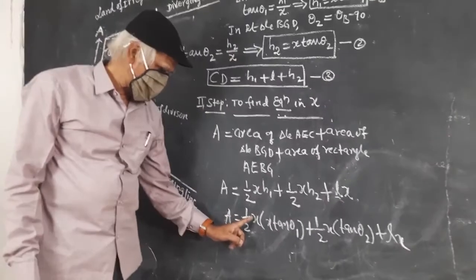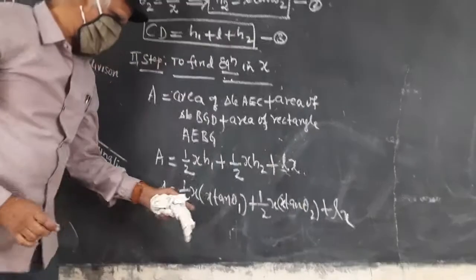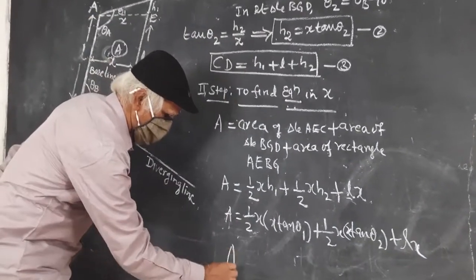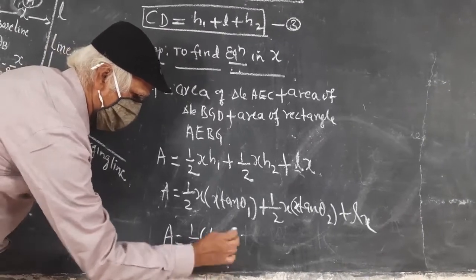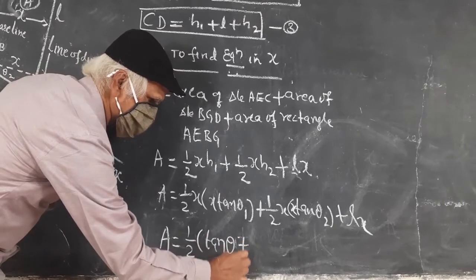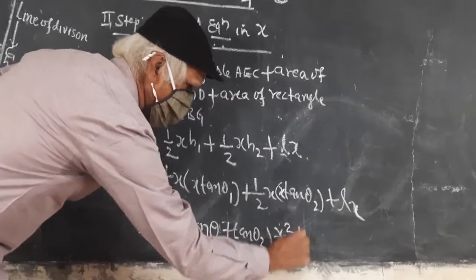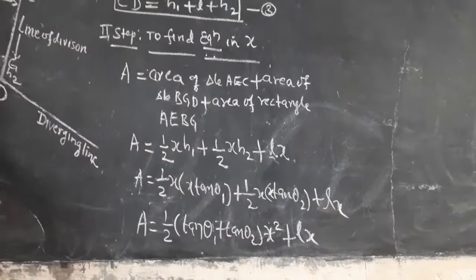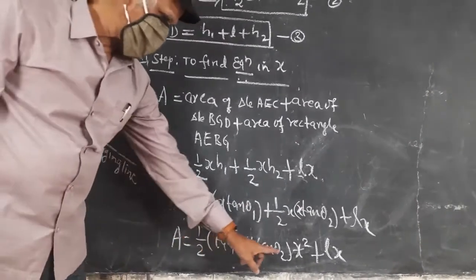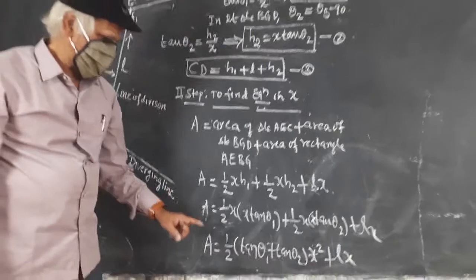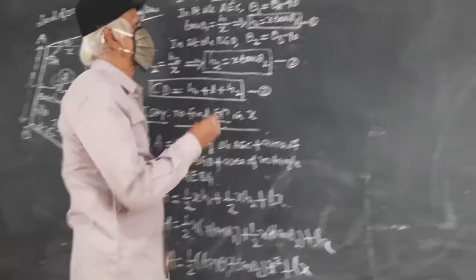So in this, X into X is X square in both terms. So X square is a common factor, and I am removing this common factor. One can write the equation as A is equal to half into tan theta 1 plus tan theta 2, into X square, plus LX. So here theta 1 and theta 2 are fixed and known. Hence tan theta 1 and tan theta 2 become finite, and hence the factor of X square reduces to a constant.